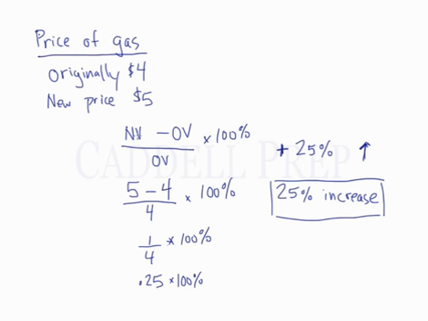So just do new value minus original value divided by the original value, then multiply by 100%, and you'll get your percent change, whether it's an increase or a decrease.